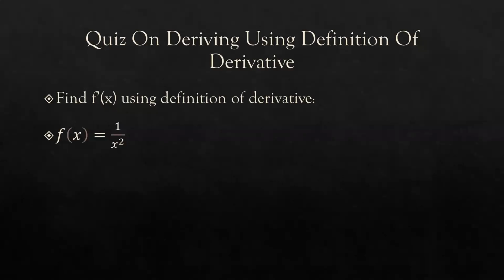Okay, hello. So this is going to be the quiz on deriving using the definition of derivative. They want you to find f prime of x, and our function is f of x equals 1 over x squared. If you need to write down the problem, go ahead and pause the video. Now I'm going to do the actual quiz, so if you're not ready, go ahead and pause the video.